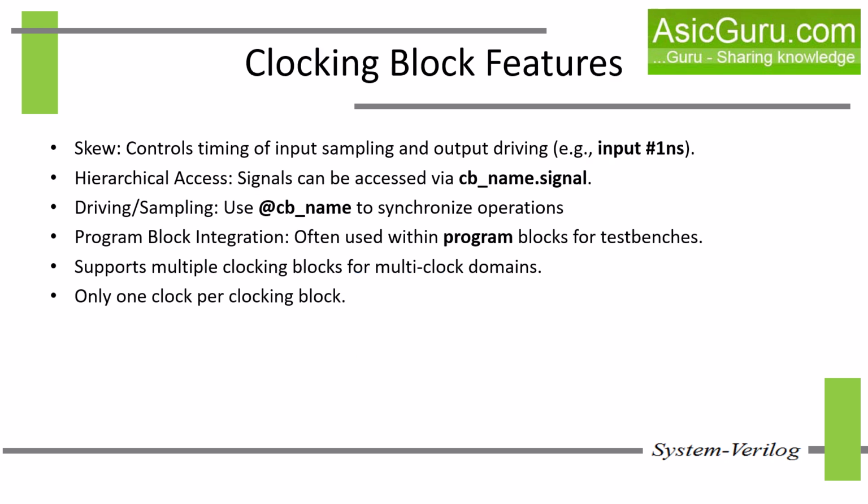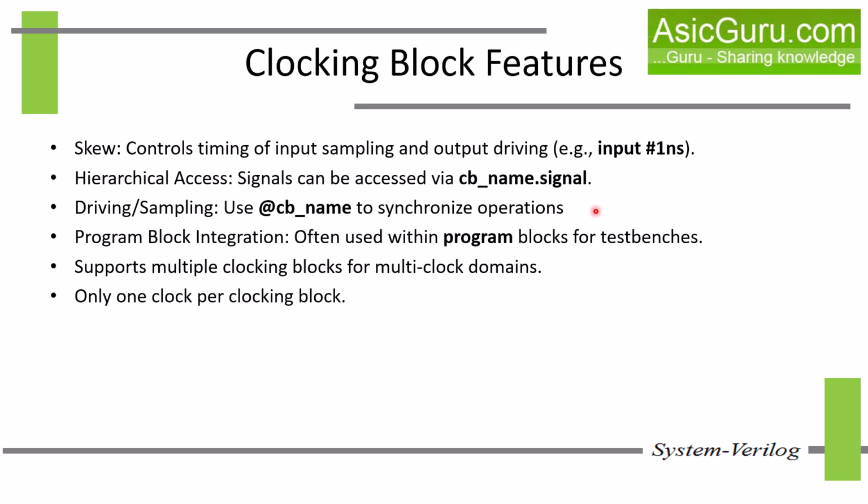Now let's explore some of the key features of clocking blocks in SystemVerilog. Firstly, skew allows us to fine-tune the timings for sampling inputs and driving outputs. Next, signals in a clocking block can be referenced hierarchically. For driving and sampling, you can use @cb_name, where cb_name is the clocking block name. So you can directly use this name in procedural blocks to synchronize activities with the clocking block's timing.